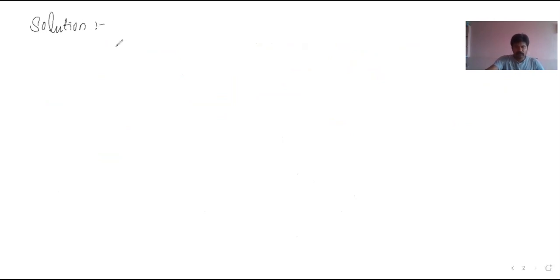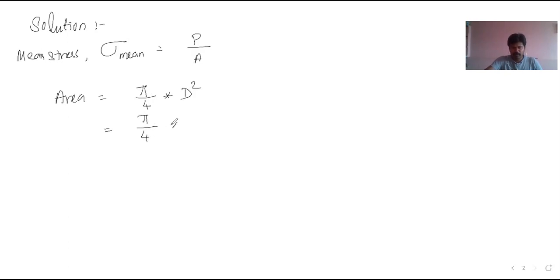First of all, we know that the mean stress, sigma mean, is equal to P by A. So we need the area. The area is pi by 4 into d square. Here d is equal to 15 mm. So pi by 4 into 15 square, the area becomes 176.715 mm square. Okay, this is the area.